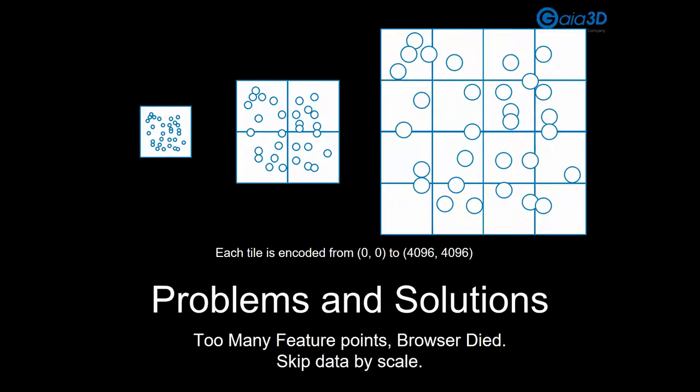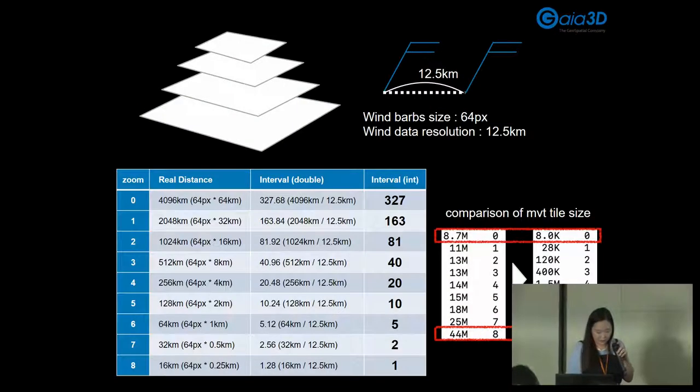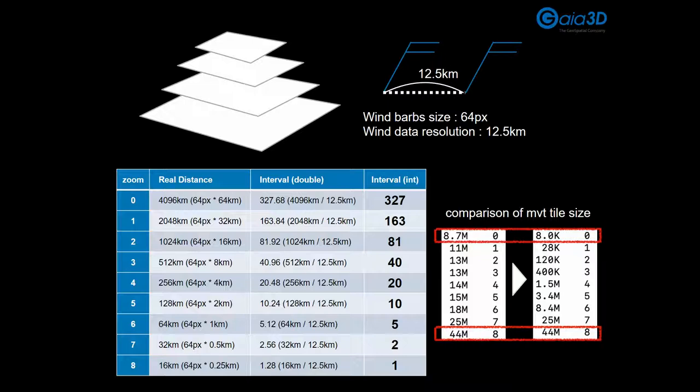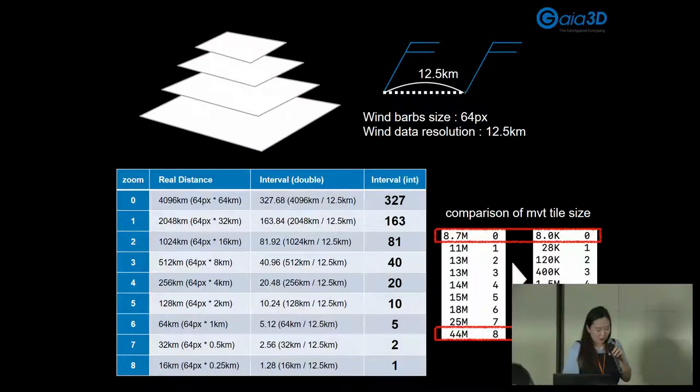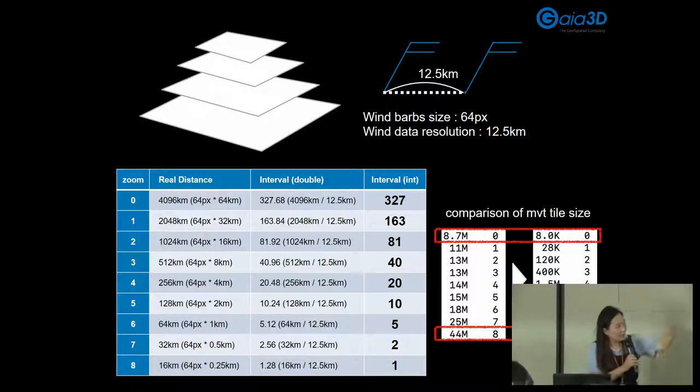The first problem is a rendering problem at the higher zoom level. To solve this, I selected the method of skipping data by zoom level. The way to skip is like this. Calculate the resolution length of the displayed picture and get the interval unit with this value. For example, I will explain it with the table. I calculate the interval unit by dividing the real distance among the WindMap by the resolution of the data. I get the length of the tile by using this interval, so I could decrease the tile size by more than 10 times.